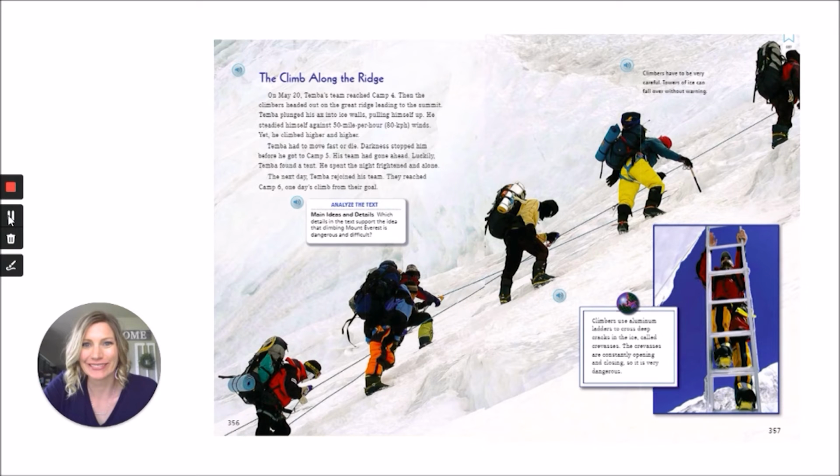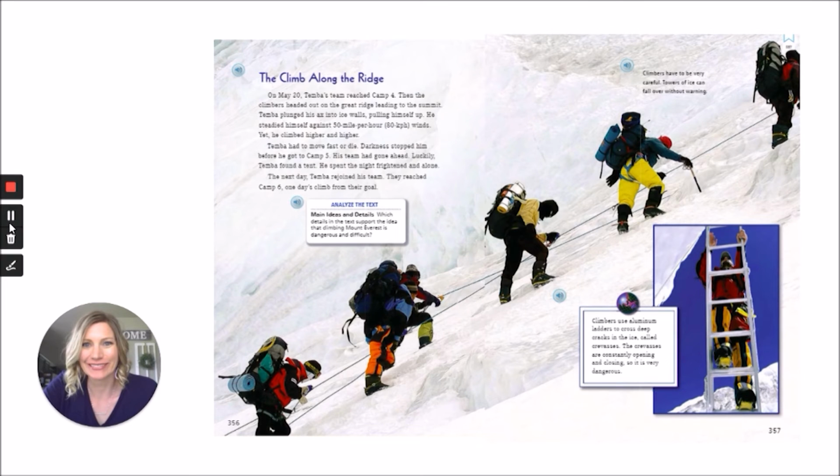The climb along the ridge. On May 20th, Timba's team reached Camp 4. Then the climbers headed out on the great ridge leading to the summit. Timba plunged his axe into ice walls, pulling himself up. He steadied himself against 50-mile-per-hour winds, yet he climbed higher and higher. Timba had to move fast or die.